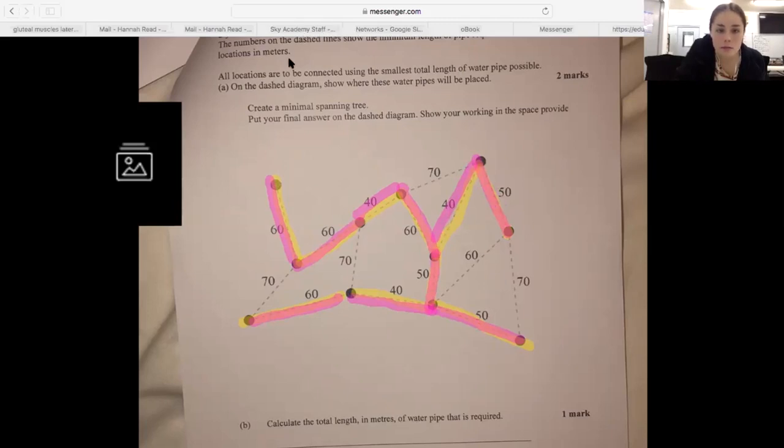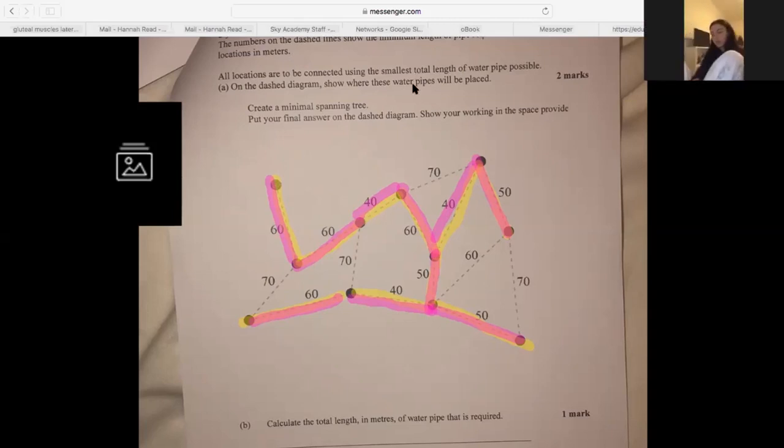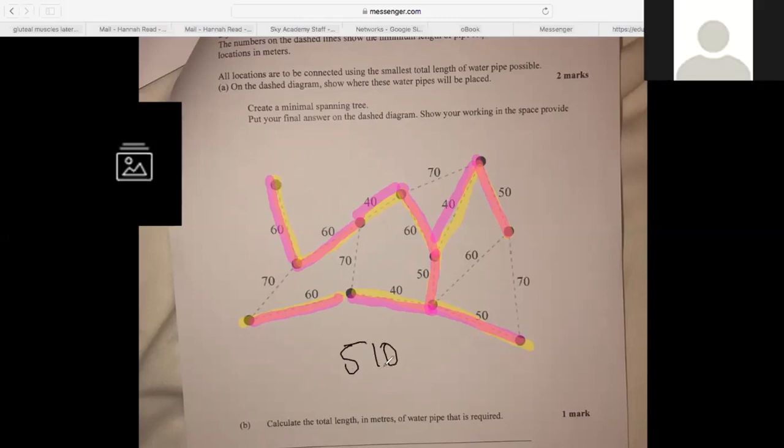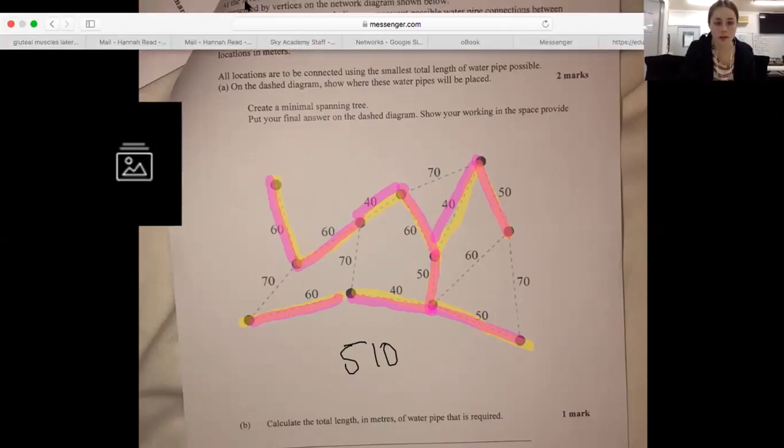Did you add them up yet? That's totally fine. Let's do that. 60 plus 60 plus 40 plus 60 plus 40 plus 50 plus 50 plus 50 plus 40 plus 60. Do you get like 510? Yeah, I did. Awesome. I think that's it.